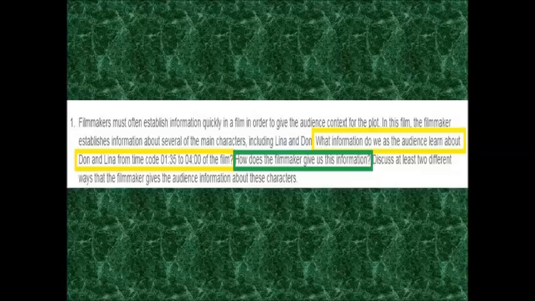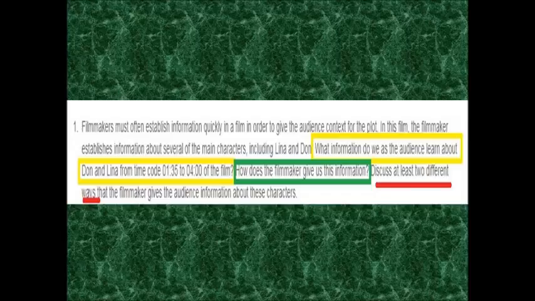So they want to know not only what do we learn about Don and Lena, but how do we learn that about Don and Lena? Now, those are the only parts to the question as far as what information we're supposed to provide. But notice now that specific instruction, discuss at least 2 different ways that the filmmaker gives us that information about Don and Lena. So not only do we have to tell how we get the information, we have to tell at least two different ways. So, not just one method of communicating to the audience, but at least two.